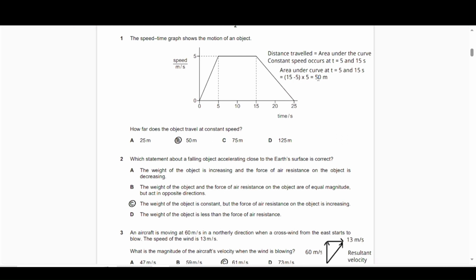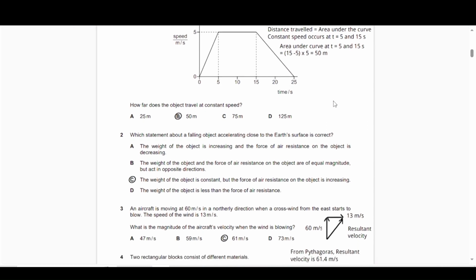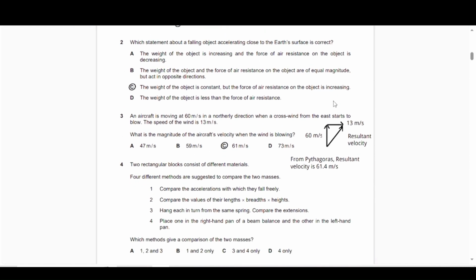So usually the calculations in multiple choice papers are fairly straightforward. It's stuff that you can do essentially without a calculator, but I would always recommend still carrying your calculator with you to the exam. So that's the first question. Nice graph calculation based question.